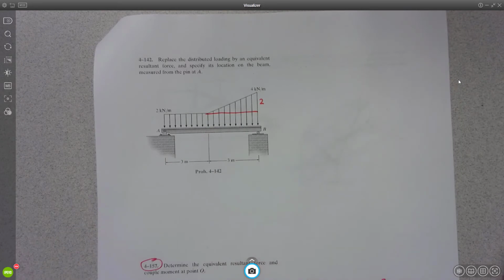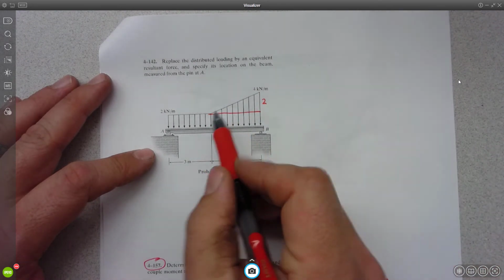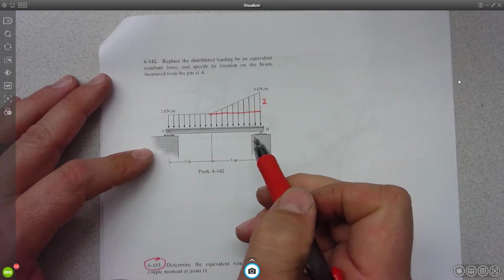I like this problem as far as, this is a good level of difficulty final shear moment diagram problem. Could you have one resultant from the trapezoid thing? You could, you'd have to figure out where it is.